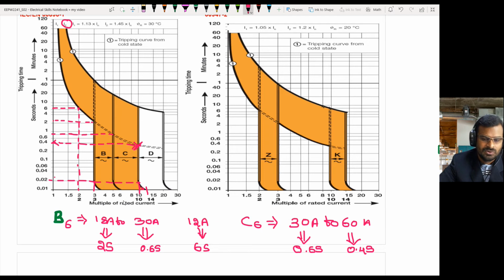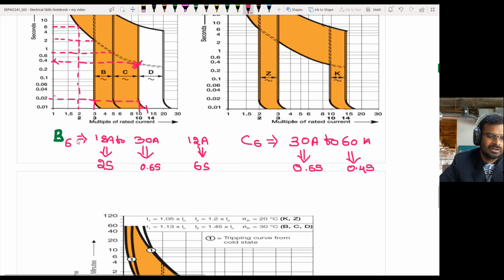Okay, so this is how we can see the different types of MCBs with different trip characteristics. And similarly for the Z type and K type, the trip characteristics are given here. Mostly the B type MCBs are much more sensitive for the load currents. Okay, so any fault current, this is much sensitive. So mostly the B type will be used in residential applications.